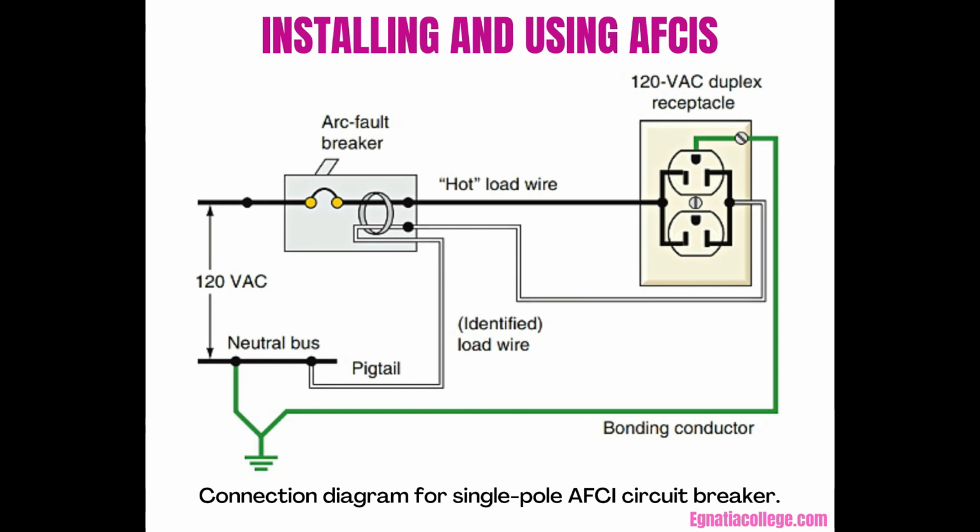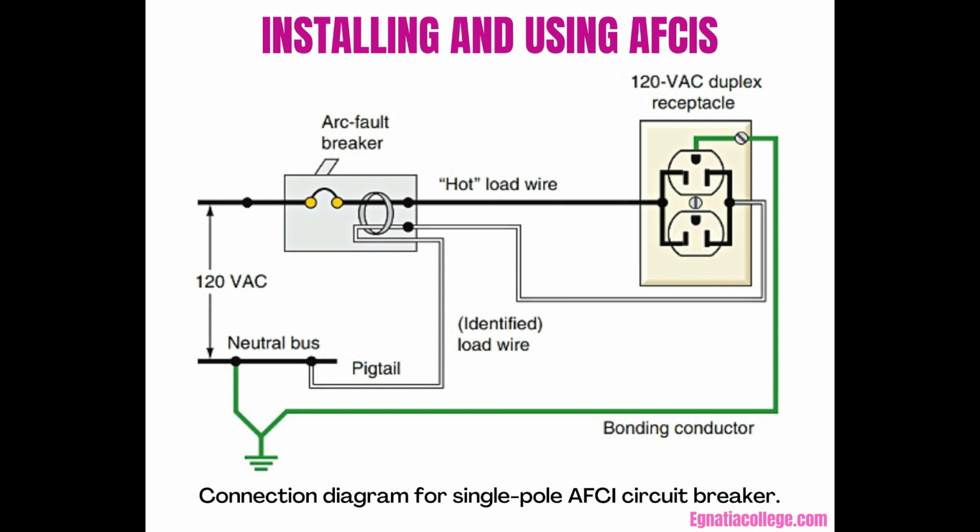Installing and using AFCIs. AFCIs are required to protect receptacles except as per CEC Rule 26-656, 1 and 2. Installing an AFCI receptacle is similar to installing a GFCI receptacle. With a single-pole AFCI breaker, the white pigtail on the breaker is connected to the neutral bus in the panel, and the circuit conductors, black, hot, and white, identified, are connected to the respective brass and silver-colored terminals of the AFCI breaker. Some manufacturers incorporate arc fault protection and ground fault protection on a single breaker.